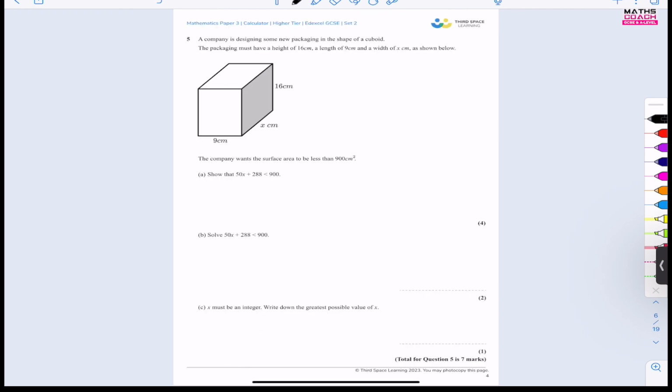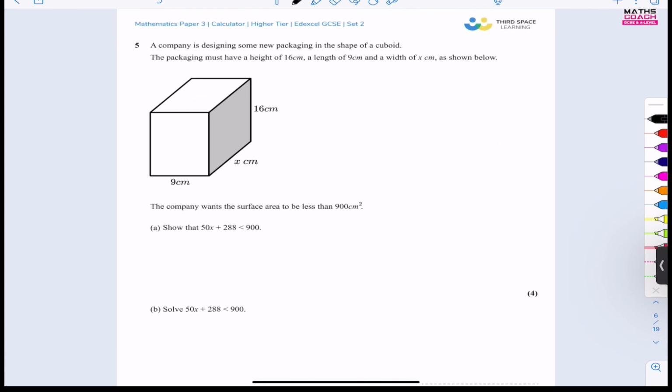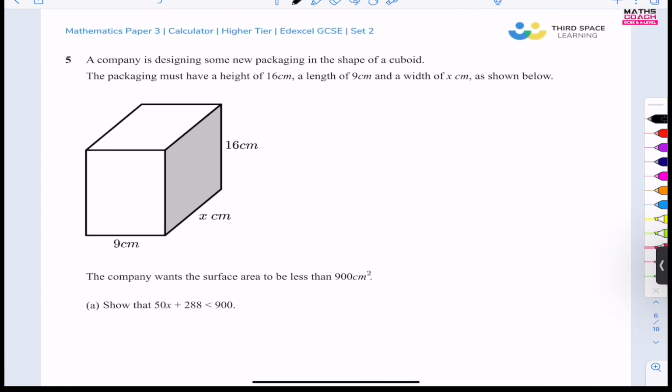Question number 5. This is a big question. It's worth a total of 7 marks. So let's zoom in here and work on one part at a time. So if we do a quick reading, a company is designing some new packaging in the shape of a cuboid. The packaging must have a height of 16 centimeters, a length of 9 centimeters, and a width of X centimeters as shown below.